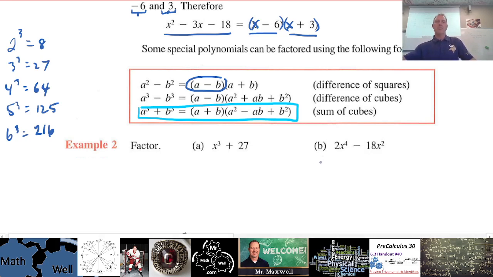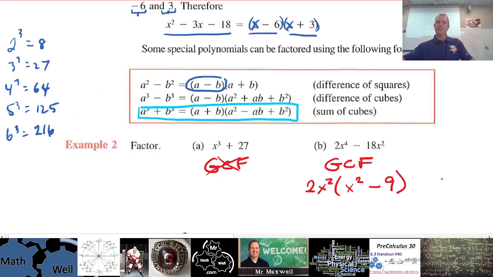Okay, this one over here, B. What you're going to want to do first is make sure that you take out any greatest common factor. That's always a question you ask yourself. Here there was no greatest common factor, so we didn't have to worry about it there. But here, certainly a 2 is a common factor, and an x squared is a common factor. So 2x squared is something I can take out of both of these, right? And what does that give us? That gives me x squared minus 9.